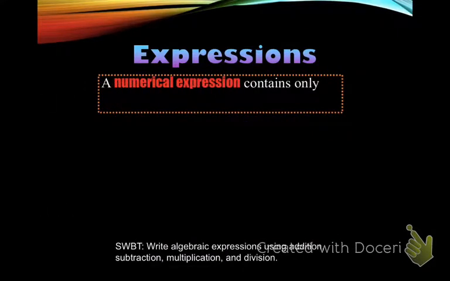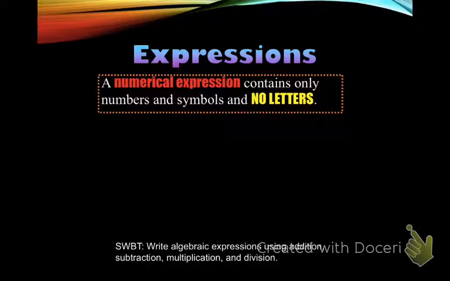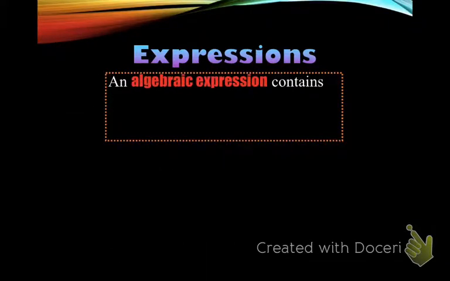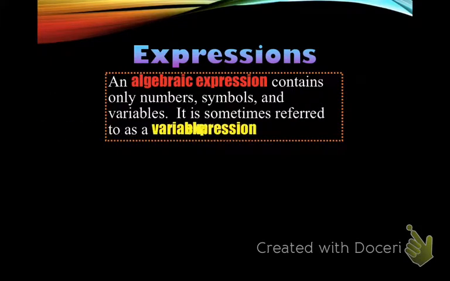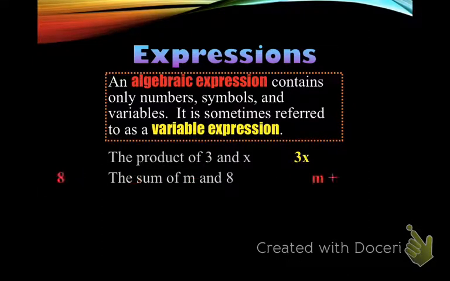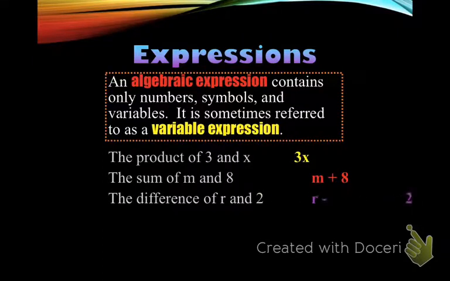All right, next one. A numerical expression, like I just said, contains only numbers and symbols, no letters. All right, so 5 times 3 plus 8. 5 times 3 plus 8, there is no variable, so it's a numerical expression. All right, next one. Now, an algebraic expression, like I just said, includes numbers, symbols, and variables. A variable is a letter that represents an unknown. Okay, so the product of 3 and x. Notice the product means multiply, 3 and x is the variable. So that makes it an algebraic expression. Those are the ones that we're going to be working with the most today.